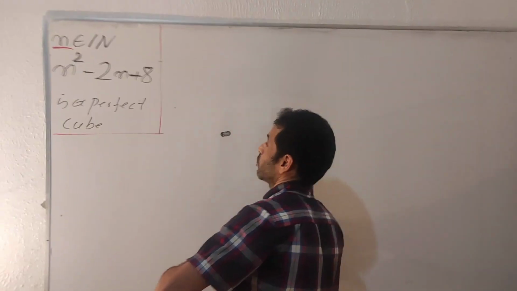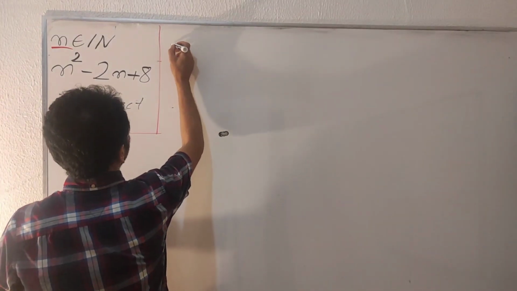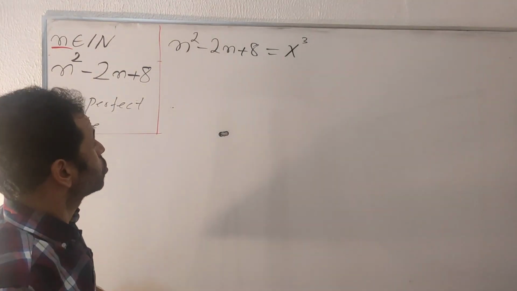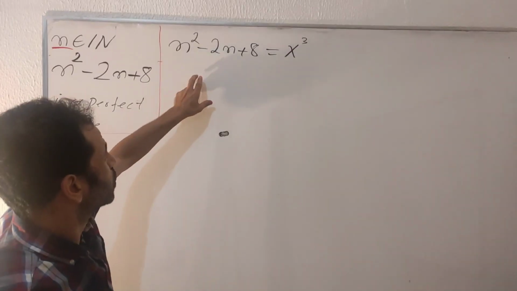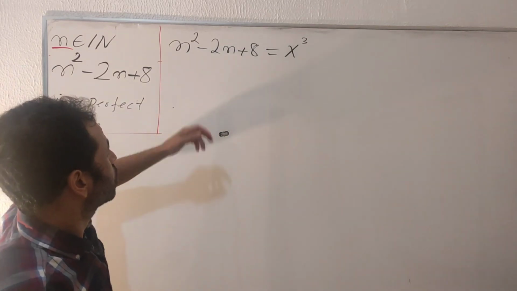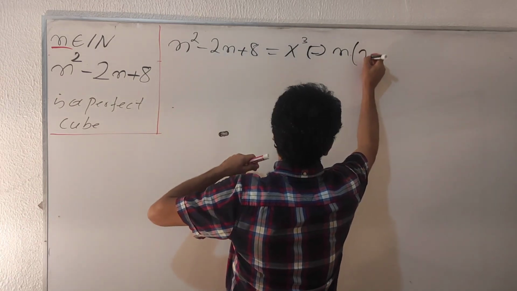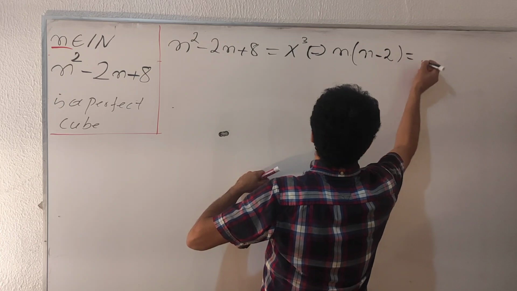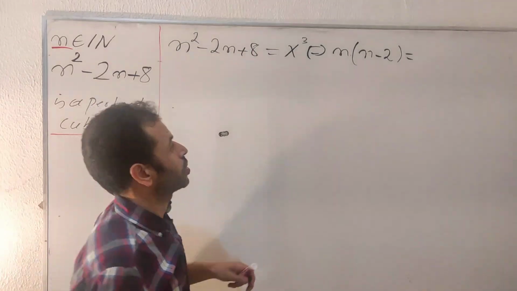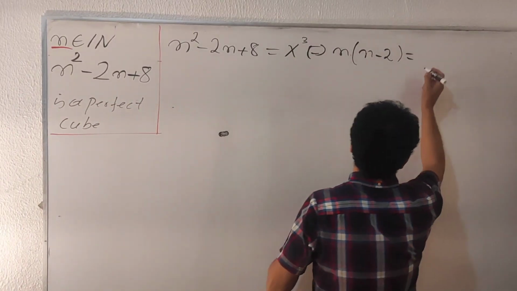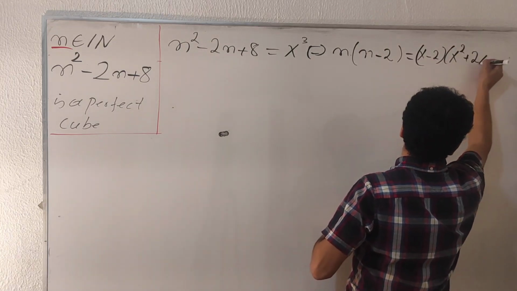Here is the following equation. We are saying this expression is a perfect cube, so it will be written in this form: n squared minus 2n plus 8 equals x cubed. The first idea that comes to our mind is to factor out this quadratic. I get n times n minus 2. I'm going to take 8 to the right side. We know 8 is the same as 2 cubed, so I'm simply going to factor this difference. I get x minus 2 times x squared plus 2x plus 4.